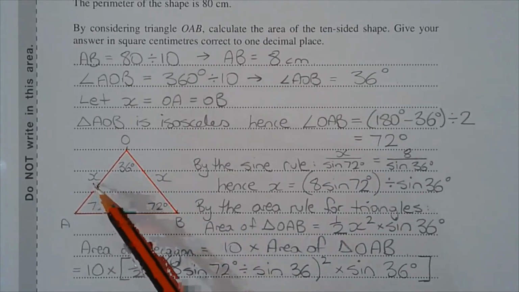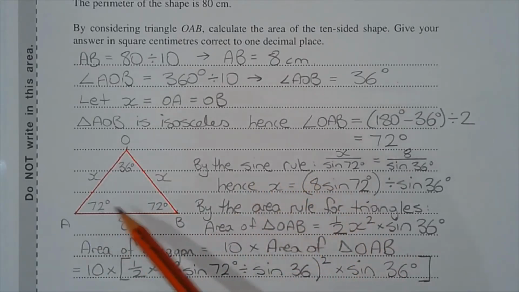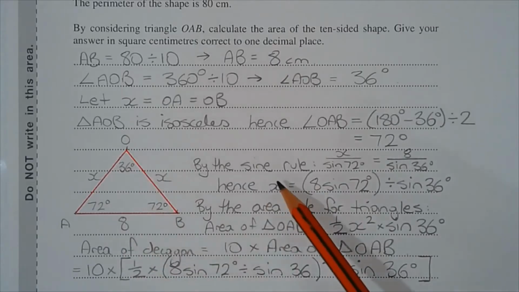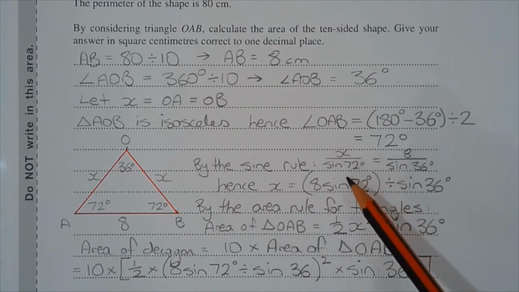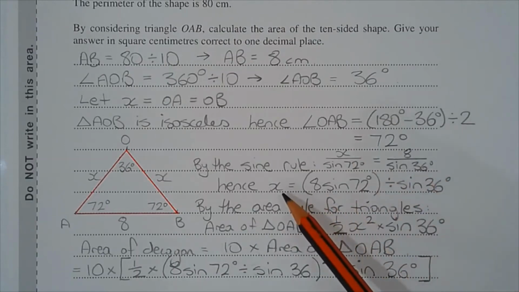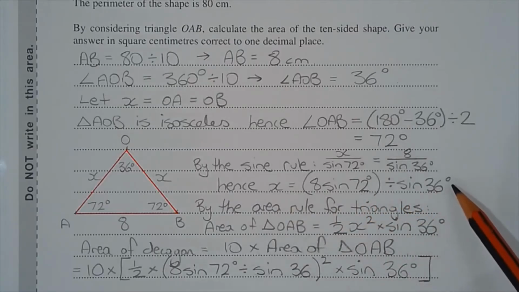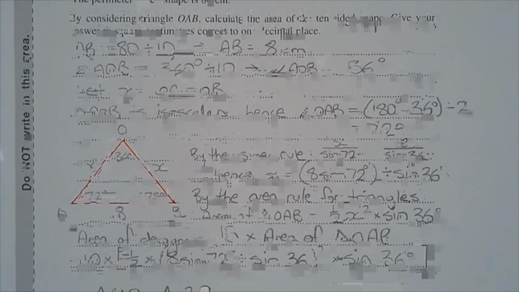Now to find the value of x, so that's either length OA or OB, the sine rule can be used since there are 3 known angles, 1 known side, so there's a known side angle pair. So by the sine rule, x over sine 72 degrees is equal to 8 over sine 36 degrees. And making x the subject of the formula, we have x equals 8 sine 72 degrees divided by sine 36 degrees, and I've left it in exact form.